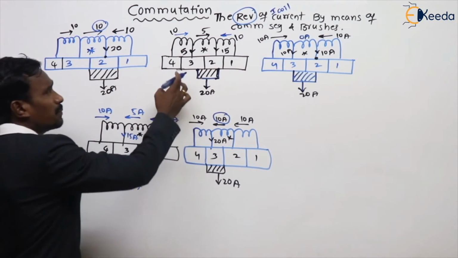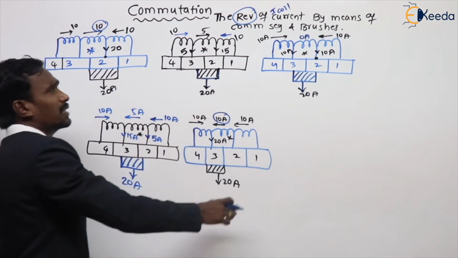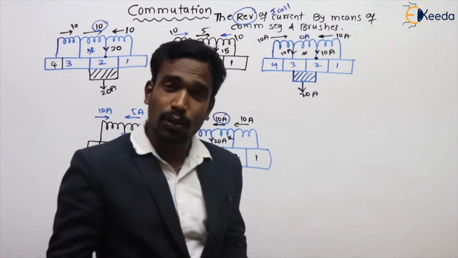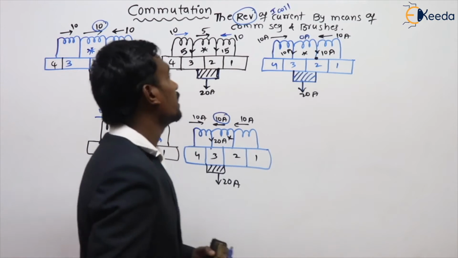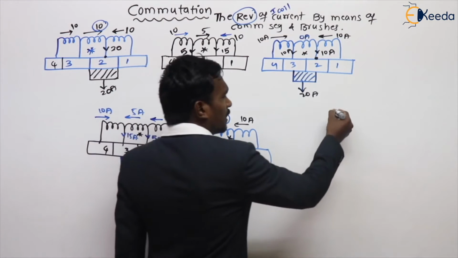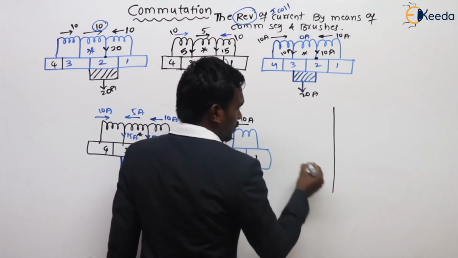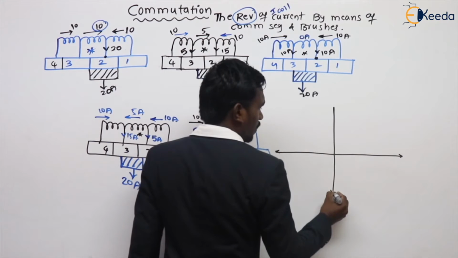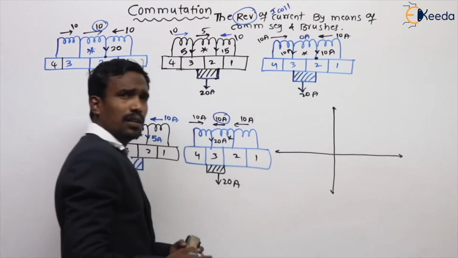This process is done by the commutator segments and the brushes. This process is called the commutation process. This is simply what? Commutation. Sir, what happens here? Once observe here. See, for example, this is the graph we are going to draw.